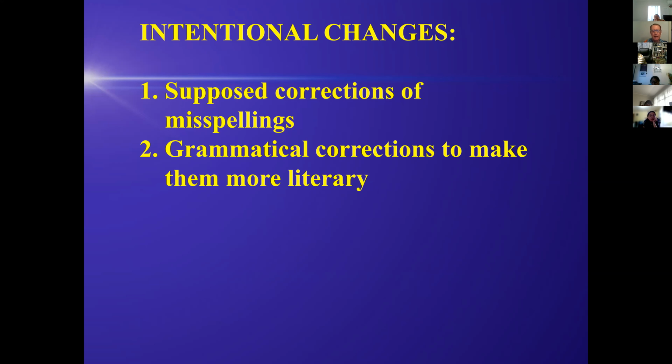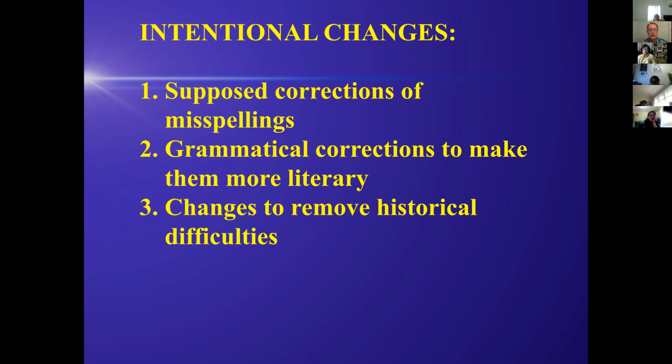Grammatical corrections to make them more literary. In Revelation 1:4, the wrong case is used, at least that was probably the judgment of a scribe. And they changed it to what would normally be the right case. Although I think maybe originally the person who wrote that, which would be John, wanted it the way he wrote it. Changes to remove historical difficulties.